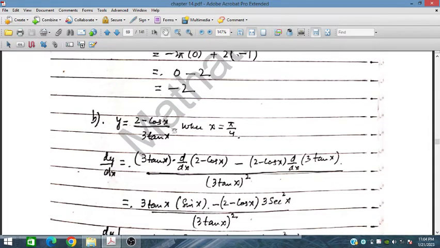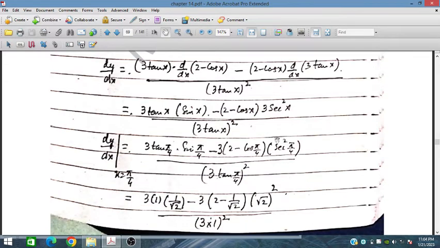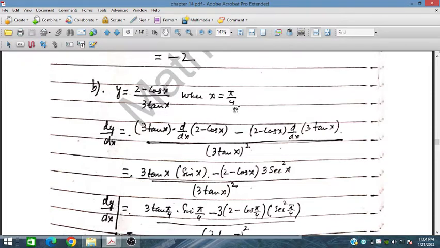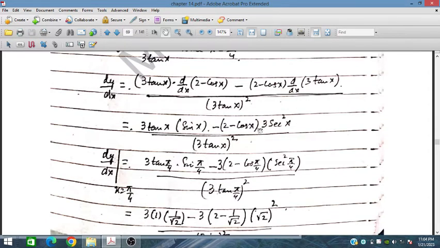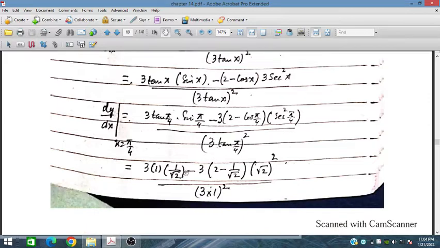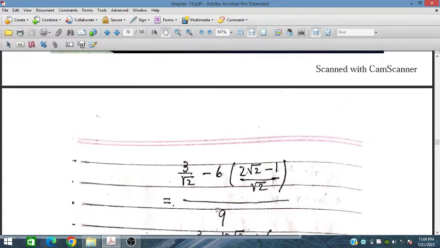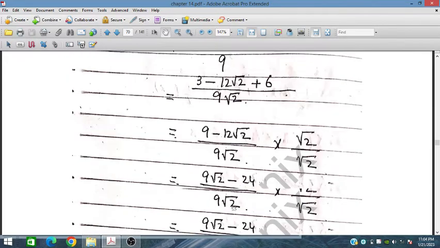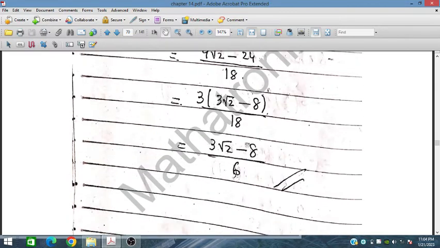Similar for this one, differentiate. This is u, this is v. We differentiate it, and we obtain some results like this, and placing in place of x pi by 4. So we place in place of x, we place pi by 4, and we obtain this result. Eventually we have this one, simplified form.